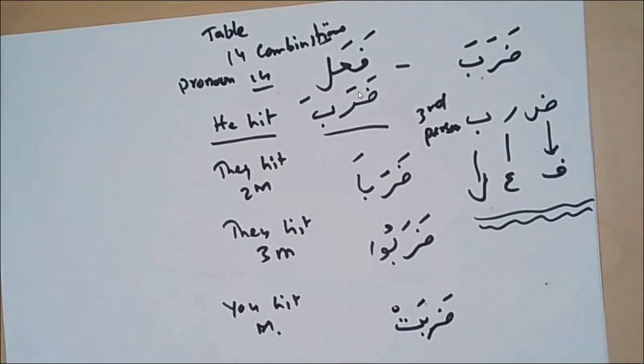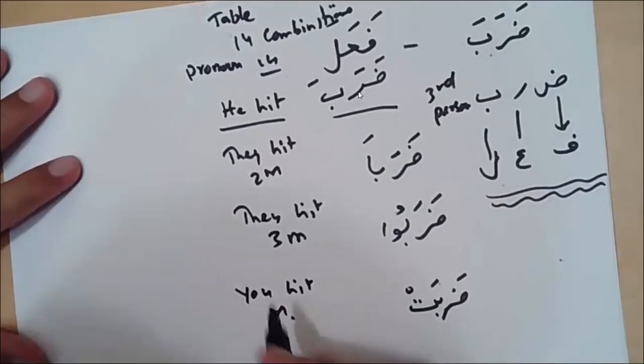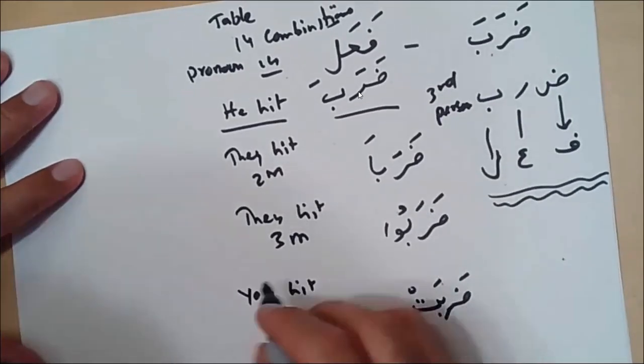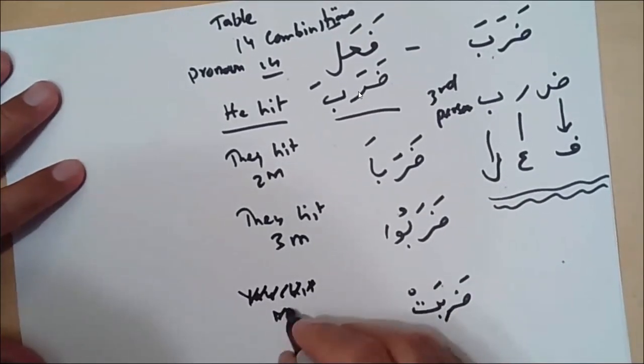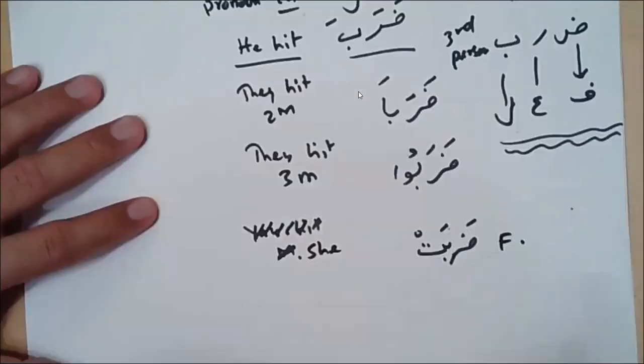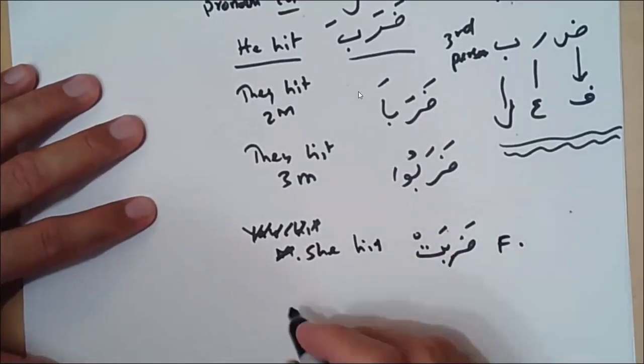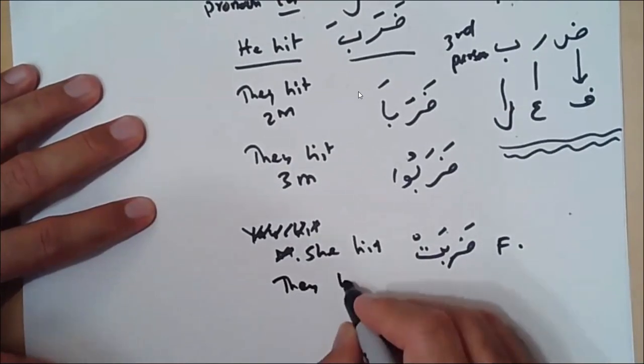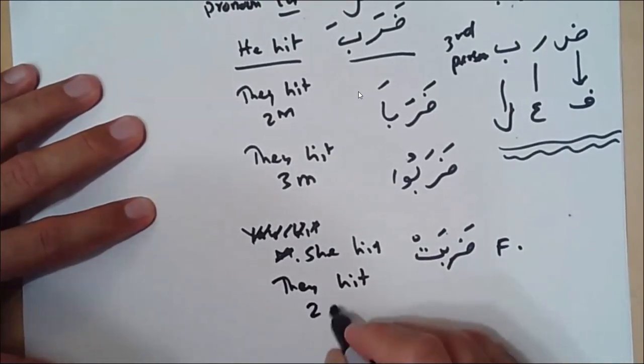Yes. Is it you? No. Yeah, it's for female. Darabat is for female. She hit. So it looks like you guys are paying attention. You're right. So this is she. Yeah, she hit. That's right. And this is female. She hit. Okay. If I want to say they hit, two female.